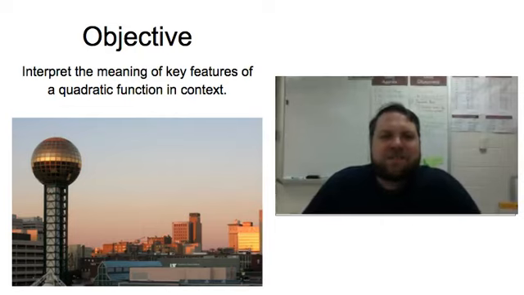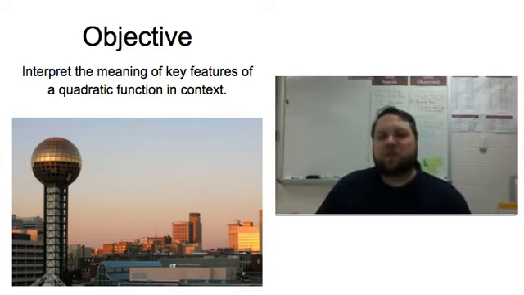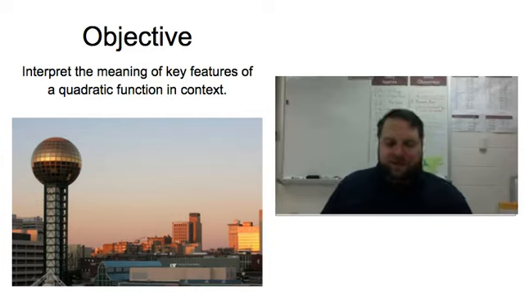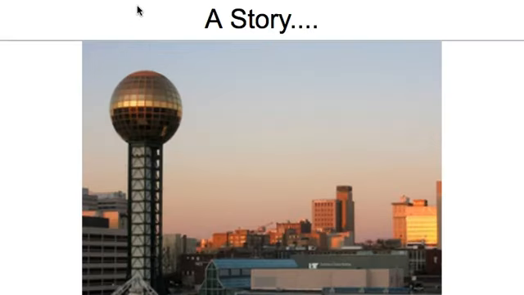Hey everybody, in this video we're going to be interpreting the meaning of key features of a quadratic function in context. So what this means is we'll be actually looking at a situation that involves a quadratic function and looking at all those features, the y-intercept, the vertex, the roots, the axis of symmetry, and trying to figure out what those mean in terms of what's happening.